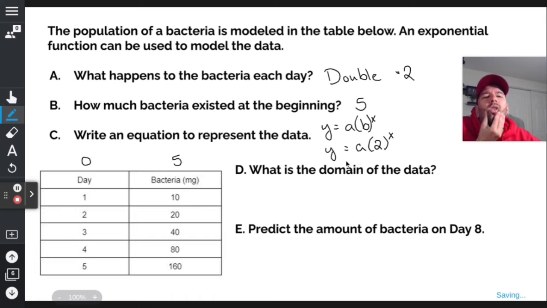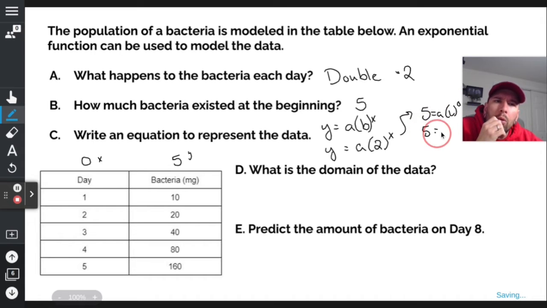How do you find A? Well, it would be really nice if I got rid of that 2 to the x. Oh, you know how I can get rid of that 2 to the x? If only x was 0. If x was 0, this would become 2 to the 0, and I know that 2 to the 0 is 1. And so that would just make A all by itself. So if I plug in 0 and 5, I get 5 equals A times 2 to the 0, which means 5 equals A times 1, which means A is 5.